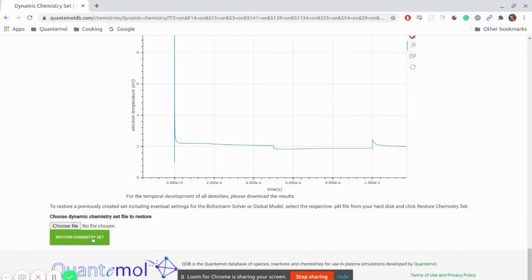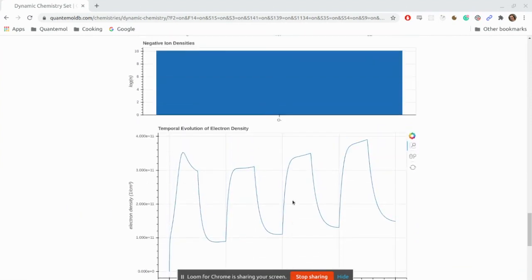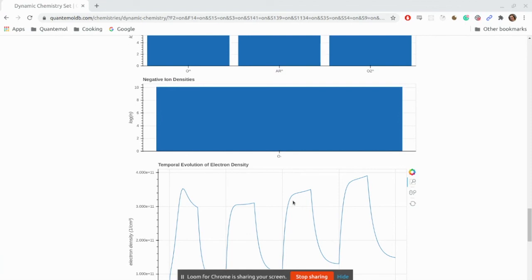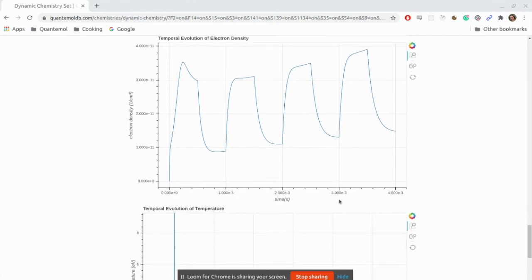Here you see the button, the same button we had on the Boltzmann solver, where you can restore a set if you wanted to work with it again. In order to evaluate more or less quickly if your model results are reasonable, you need to ensure that, first of all, electron density shouldn't be 0, and electron temperature should not be higher than 5 eV, because usually these are two symptoms of the fact that discharge cannot be sustained with the given parameter combination. This is an online application.